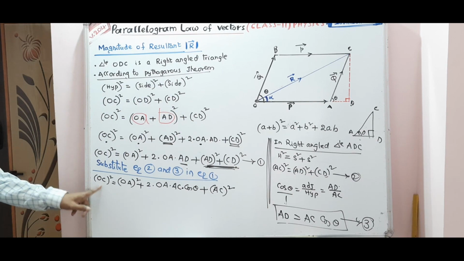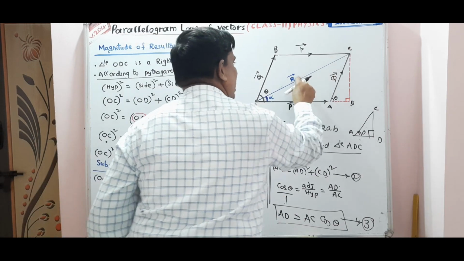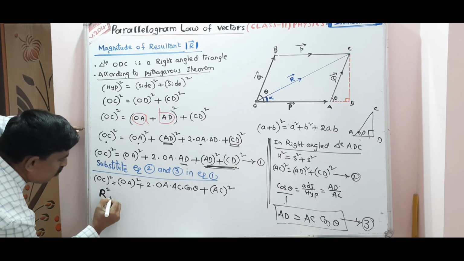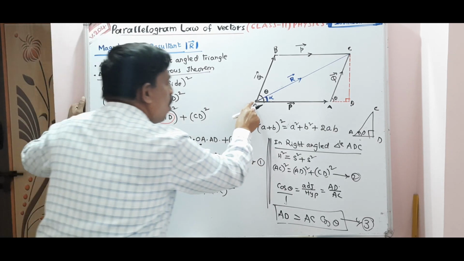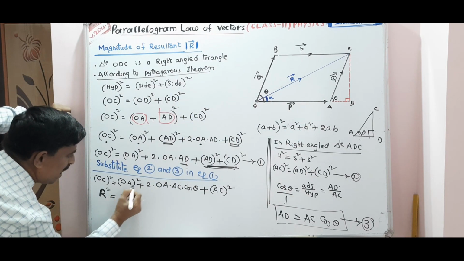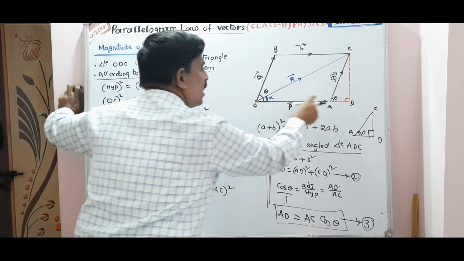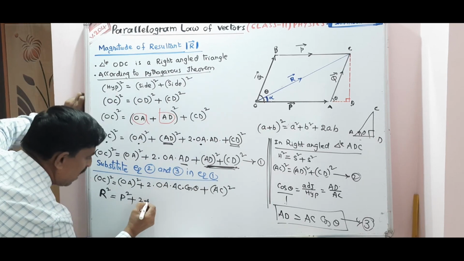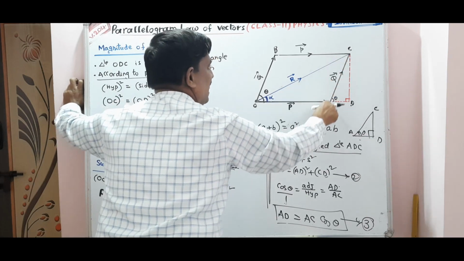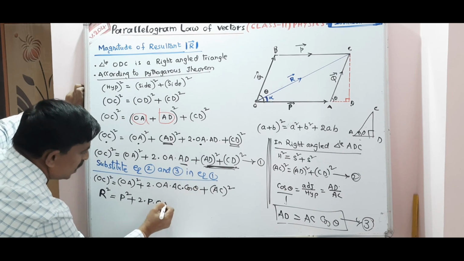Now OC is equal to R. OC means R, so we get R square. OA is equal to P, so OA square is P square. 2 into OA, OA means P, into AC. AC means Q, into cos theta.